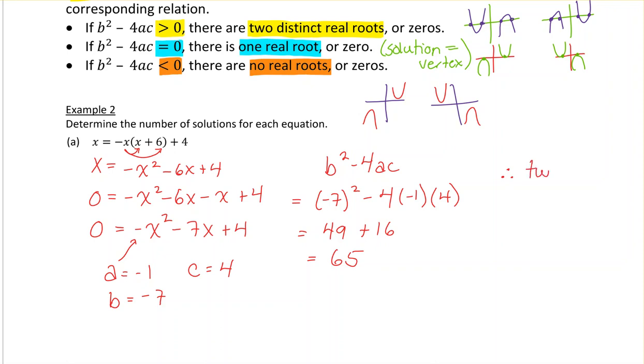We would say there are two solutions because the discriminant is positive. 65 is a positive number. Two solutions to that quadratic. You could go ahead and use the quadratic formula to check that, or you could use some sort of graphing software to check your answer.